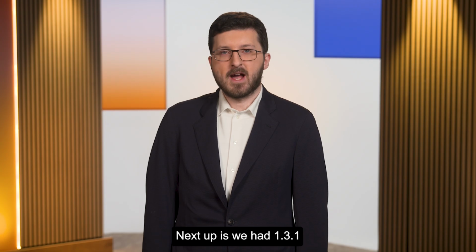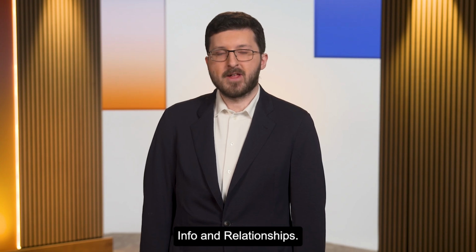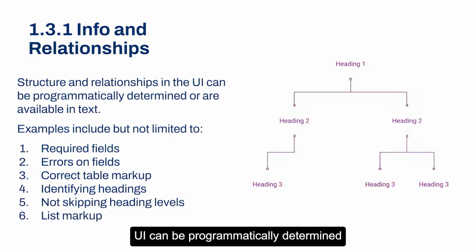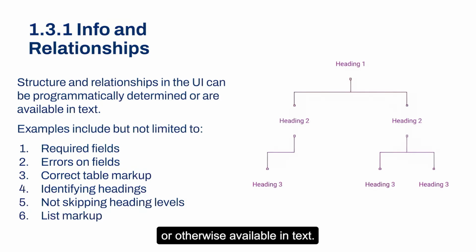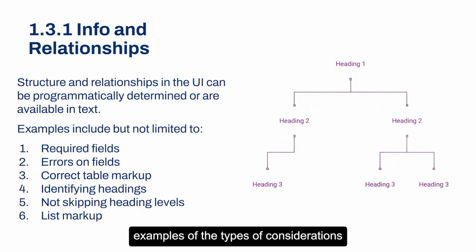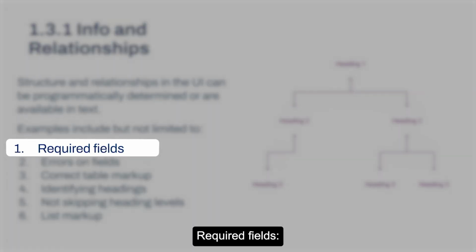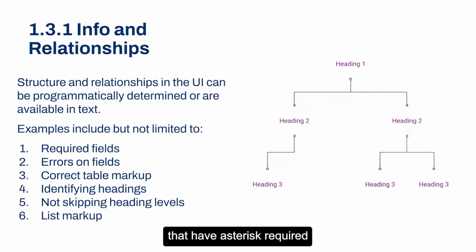Next up is WCAG 1.3.1 Info and Relationships. This criterion requires that structure and relationships of the UI can be programmatically determined or are otherwise available in text. Some common examples of the types of considerations that apply here include required fields. Think of all the form fields that have asterisk required inputs to be filled in.